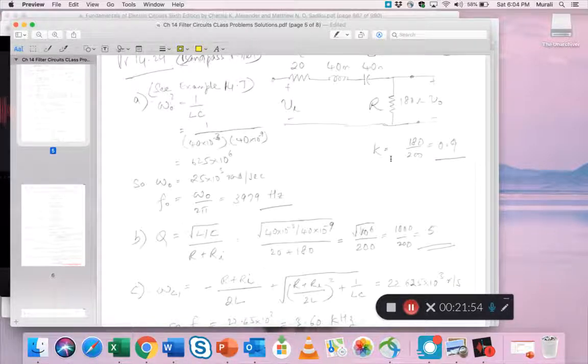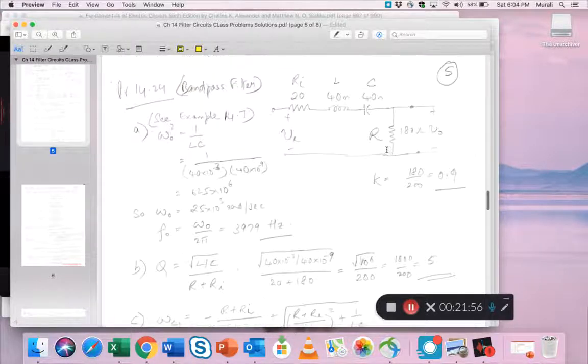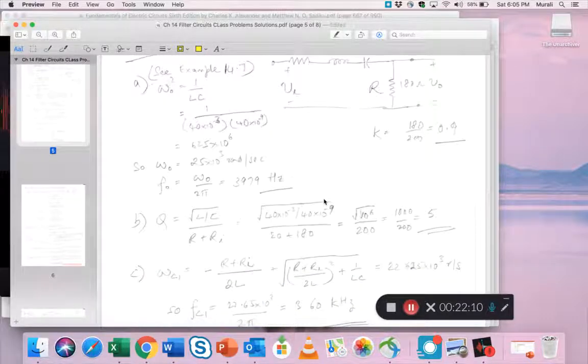I just calculated K here quickly. I think we have to use it somewhere else. But K, remember, is R by R plus Ri. So in this case, it's 180 by 180 plus 20, which is 180 by 200, or 0.9.